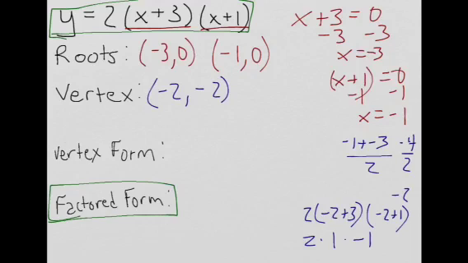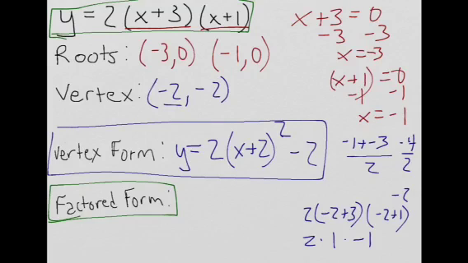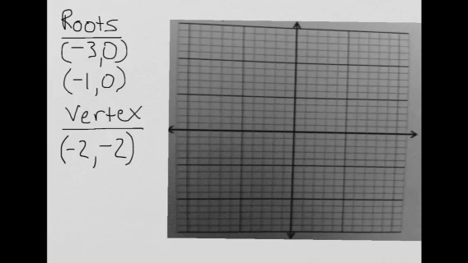Our vertex form would then be y equals, we have an a value of 2, so it stays 2, times x plus 2, always the opposite, squared minus 2. So there's our vertex form. Then all we have to do is graph. So we have negative 3, 0, which we're going to put right here, negative 1, 0, which is right here, and negative 2 right here, and draw our parabola.